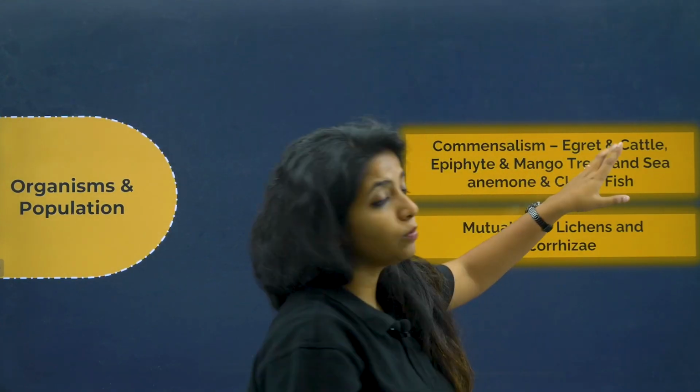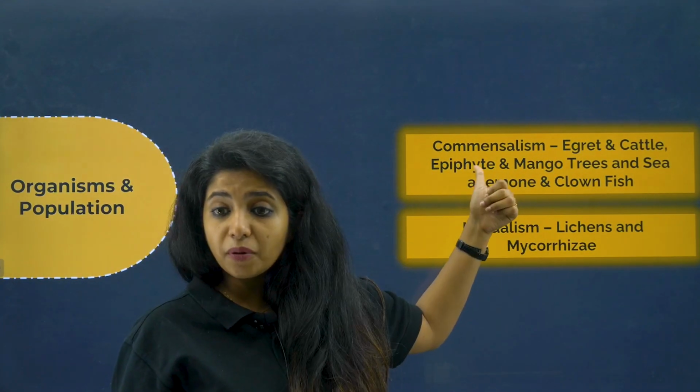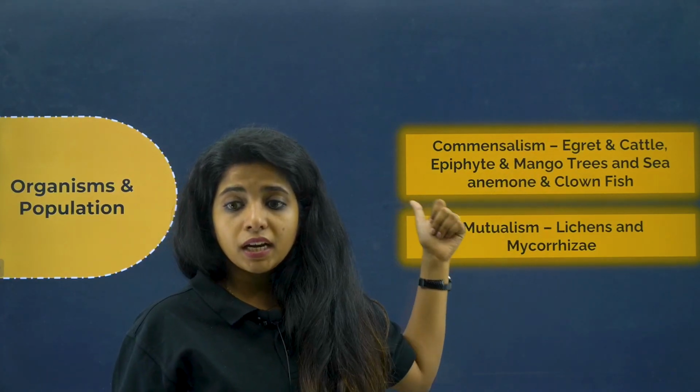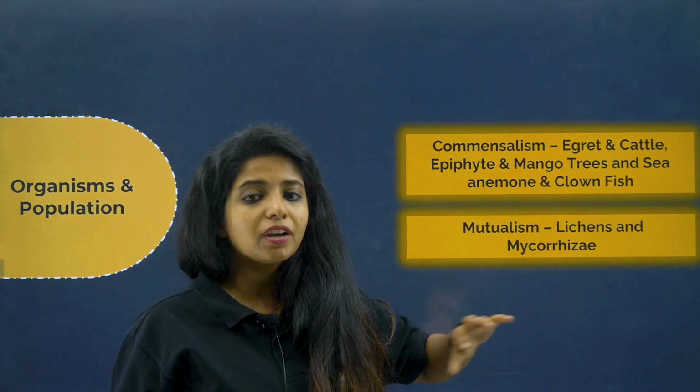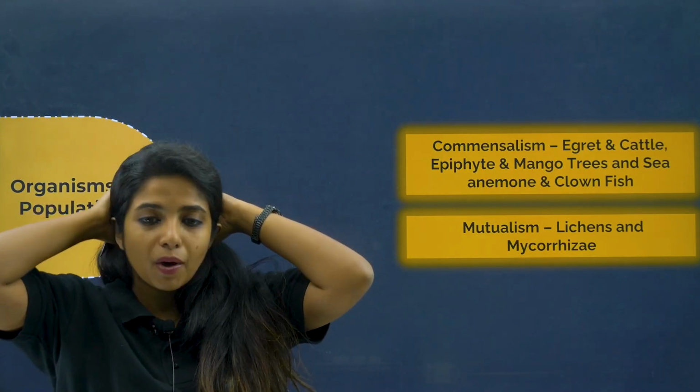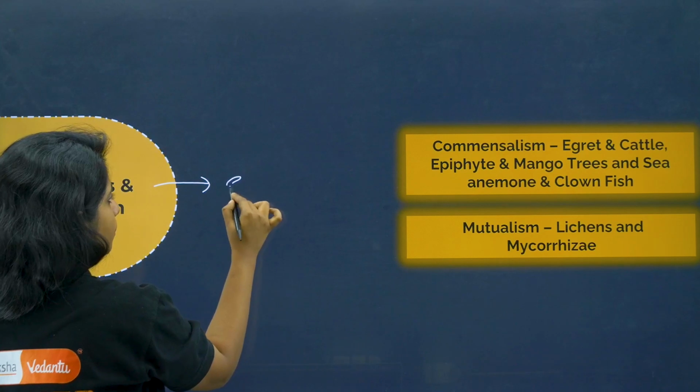Now in commensalism you have egret and cattle, you have epiphyte and mango tree, and you have sea anemone and clownfish. These are 3 examples of commensalism. In mutualism you have lichens, you have mycorrhiza. Each and every part of it is important. When I say organisms and population, it's about examples.